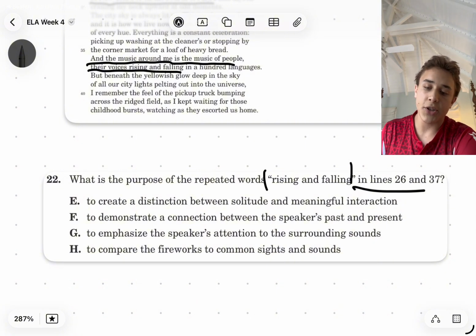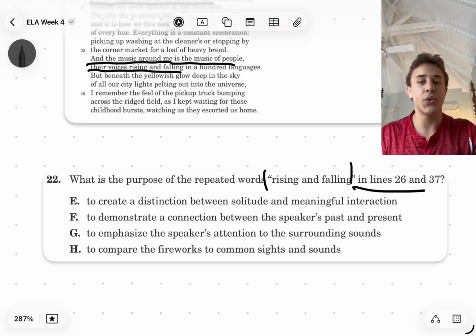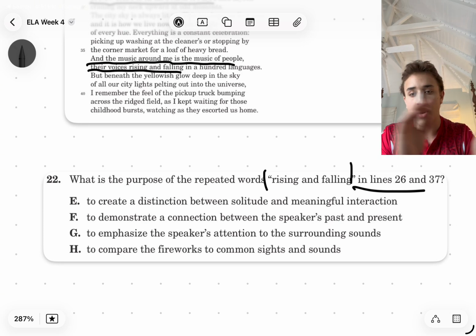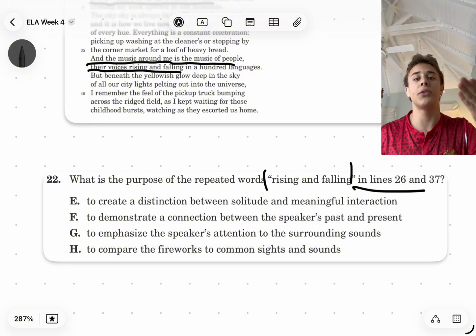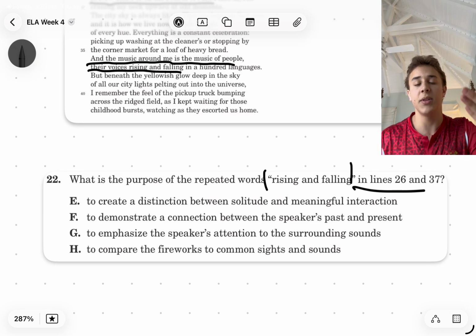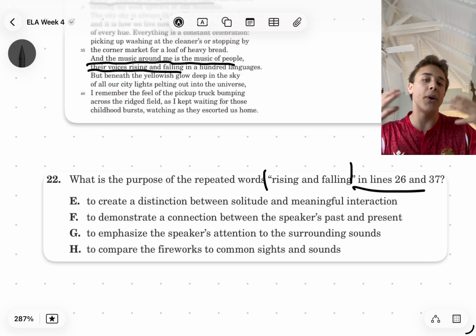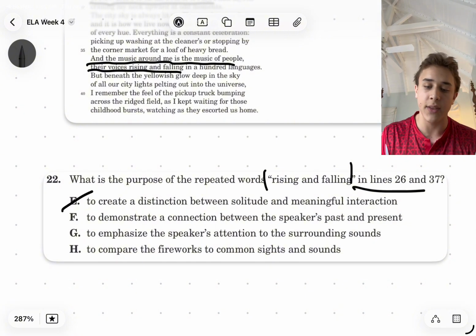So E is actually incorrect because although it talks about the solitude in the cornfield and how there was no one around and it was pitch black, it never talks about meaningful interaction, because although it talks about being at this festival, no meaningful interaction with any specific people is mentioned. It just mentions the bustle of people around the author, and they're all talking about their own things with other people. So it's not meaningful interaction in the author's eyes.